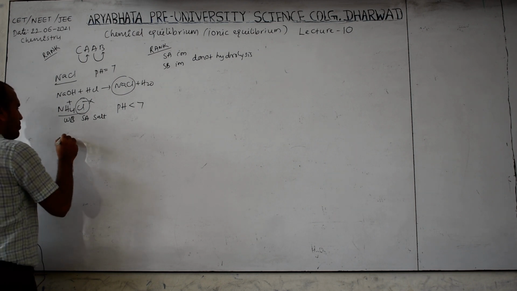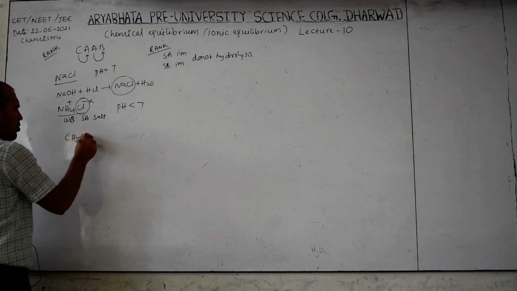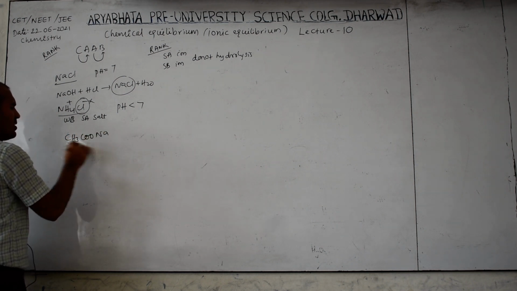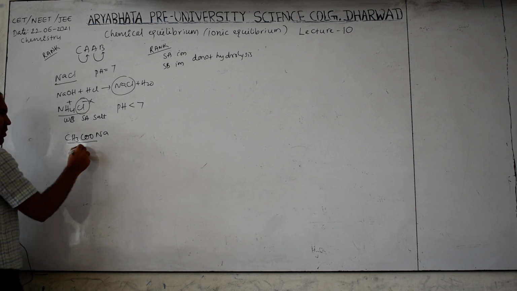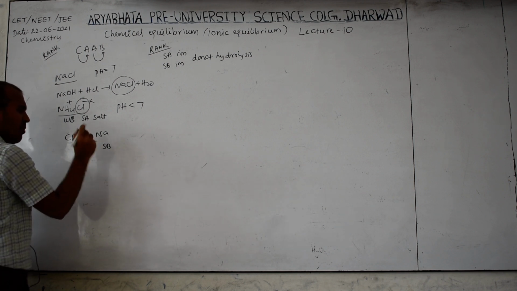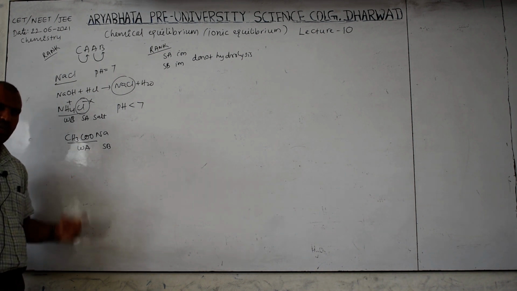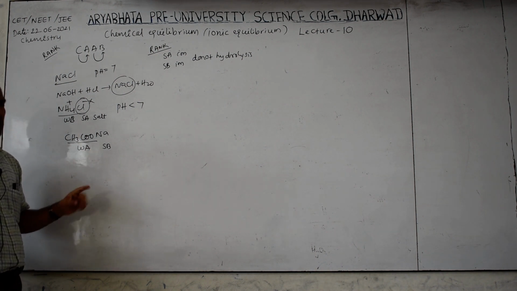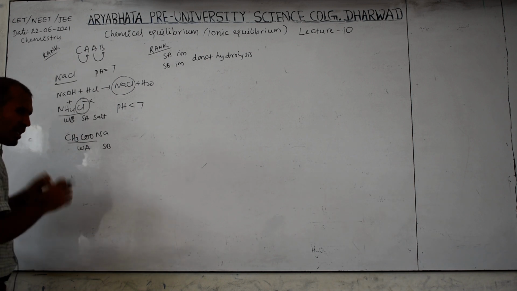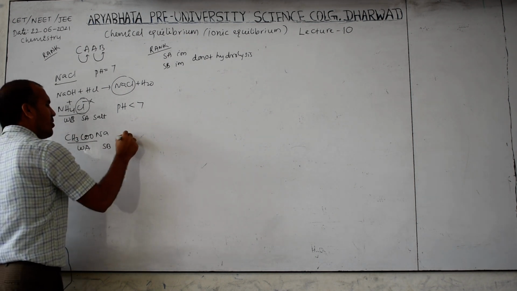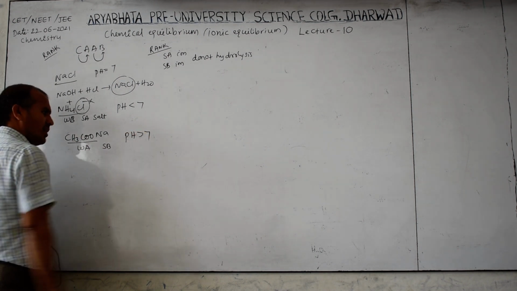Similarly, CH3COONa. This comes from acetic acid, a weak acid, and from a strong base. Therefore the strong base character dominates, and the pH is greater than 7.